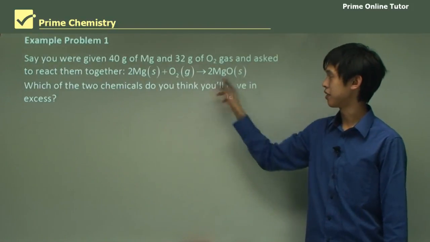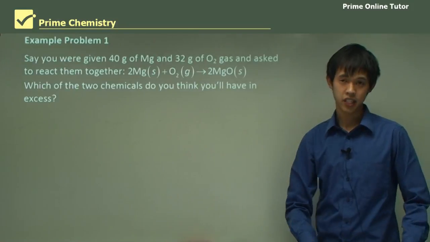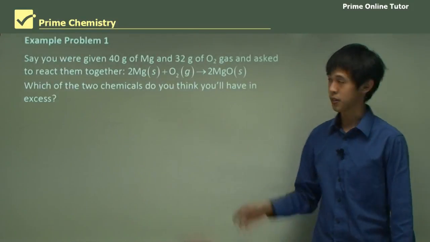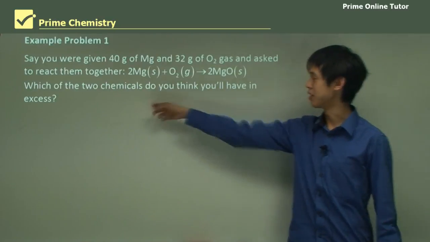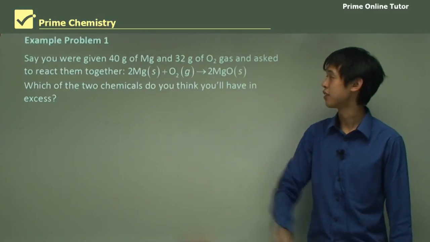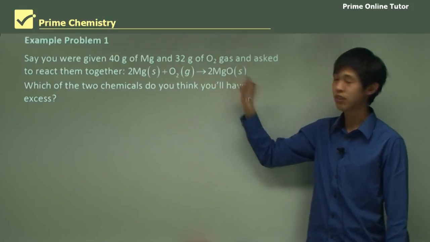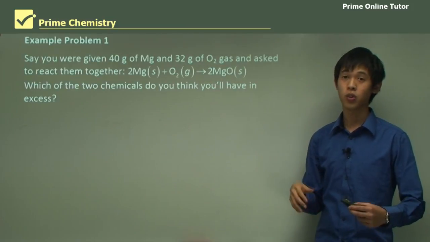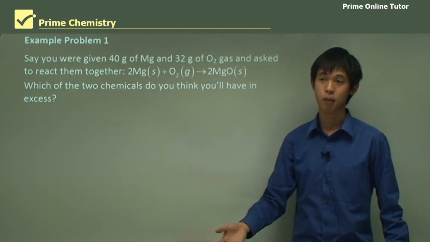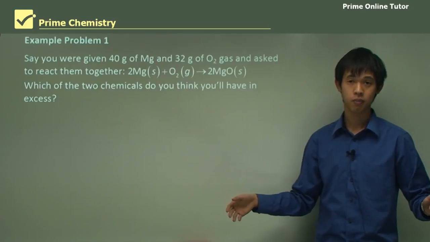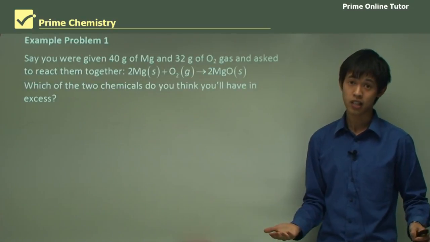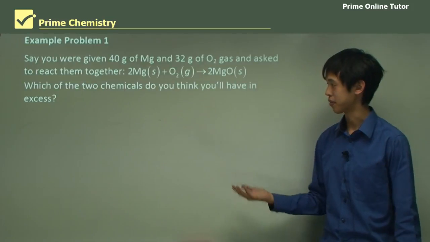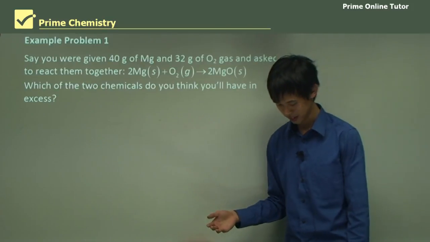So this is our equation. I'm giving it to you in this case, but many questions will ask you to write it out, so you're lucky, I suppose. Which of the 2 chemicals do you think you'll have in excess? Okay, so you've got 40 grams of magnesium, 32 grams of oxygen. Which one will you have left over after the reaction has finished? Okay. So let's see if we can work that out, and maybe the answer might surprise you, if you're easily surprised, I suppose.